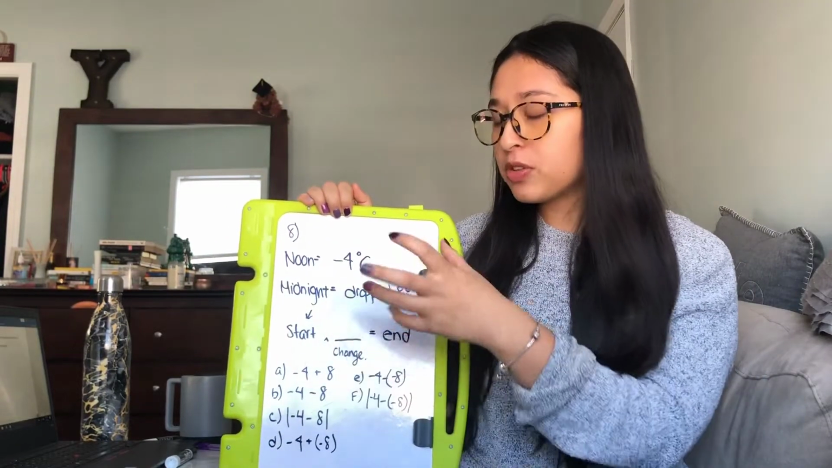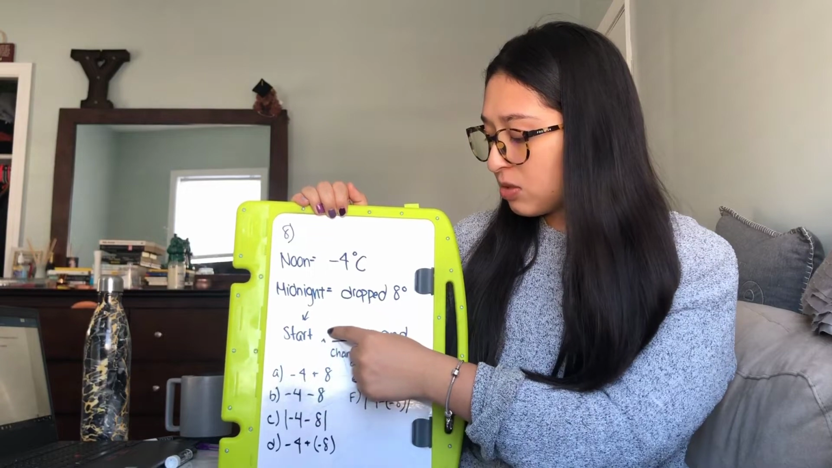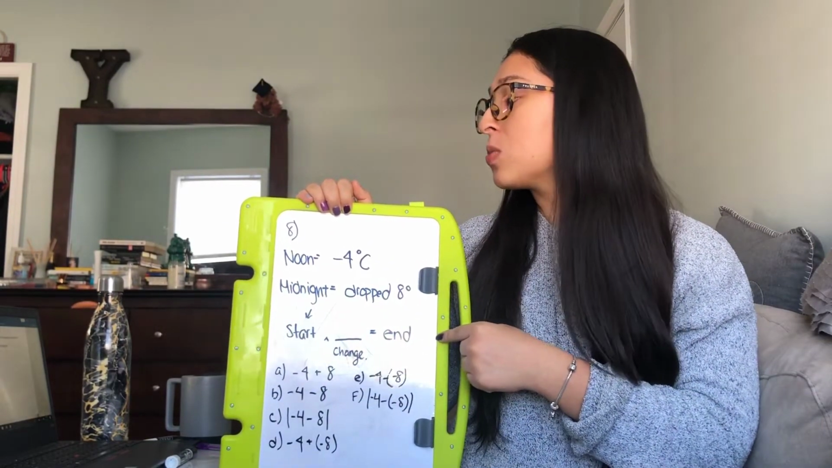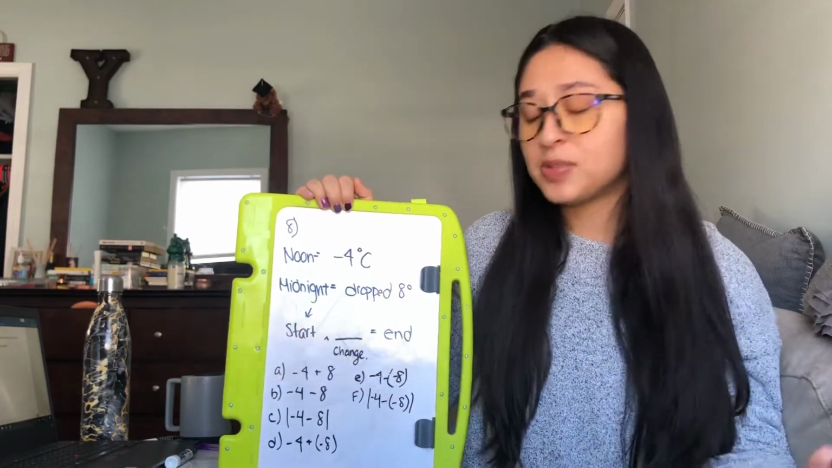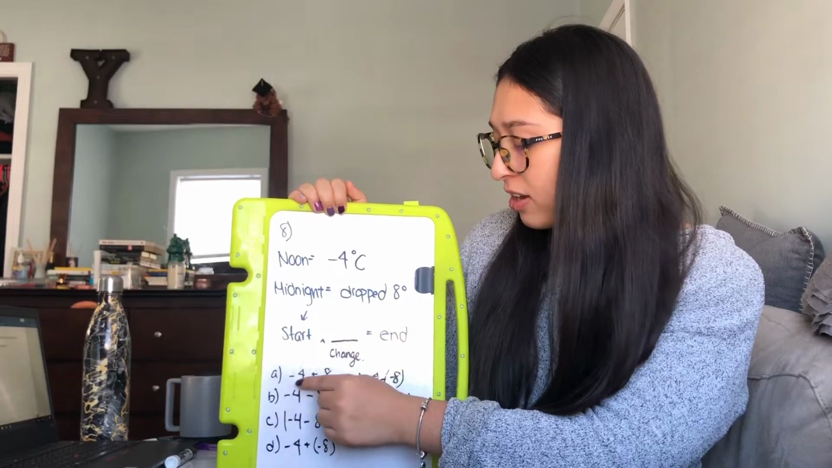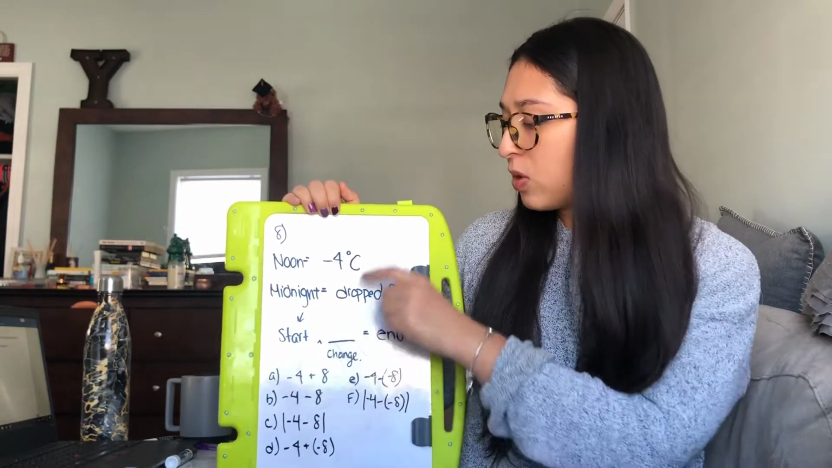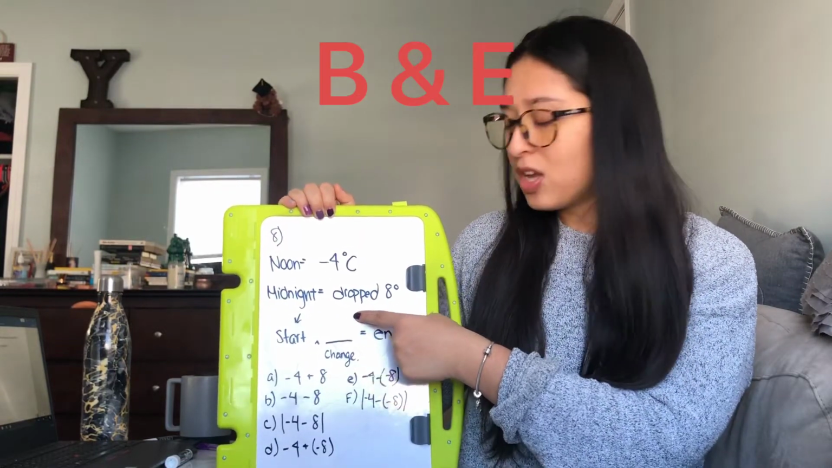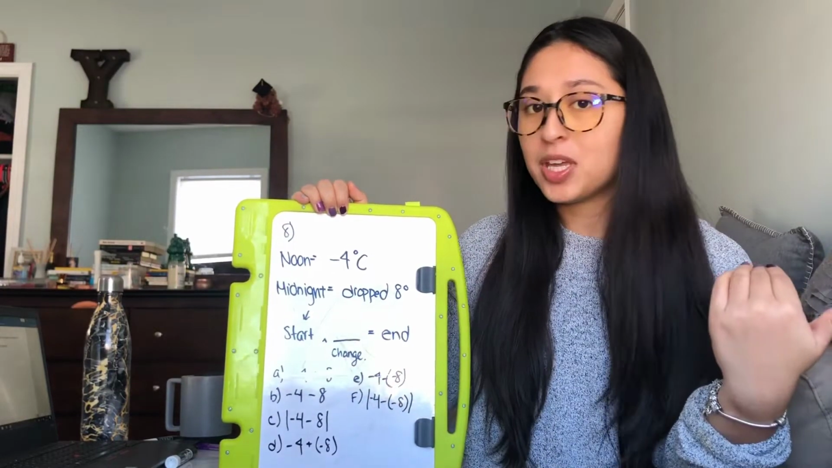So I have a small little equation that I created for myself. I said that there's going to be the start plus or minus any change is going to give me the end temperature. And that's what the question is asking us about. So let's take a look again at process of elimination. I have A, negative 4 plus 8. Okay, let's think it through. I start at negative 4, but my temperature is dropping 8 degrees, which wouldn't mean that I'm adding a positive 8. So A cannot be my answer.